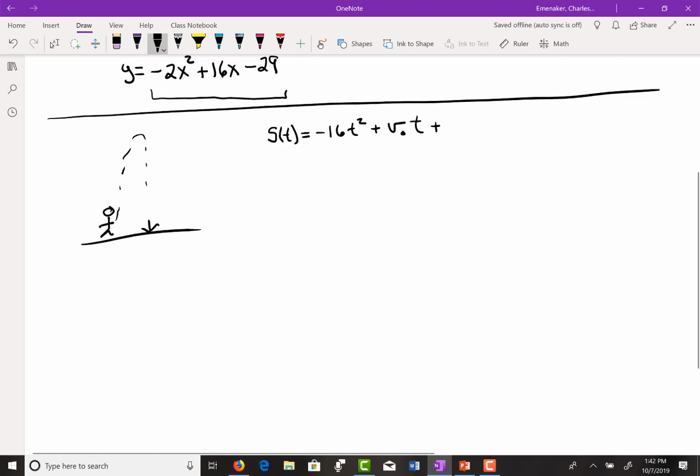Plus s sub 0. S sub 0 is the initial height. Remembering that S means height. So we're going to have v sub 0, which is the initial velocity. And we're going to have S sub 0, which is the initial height.